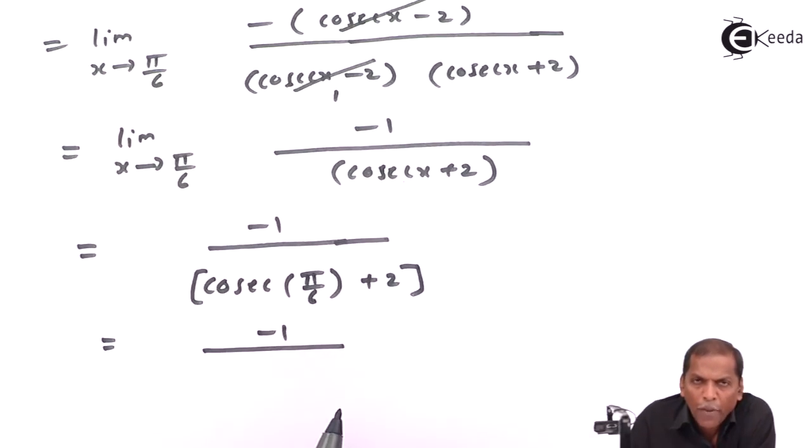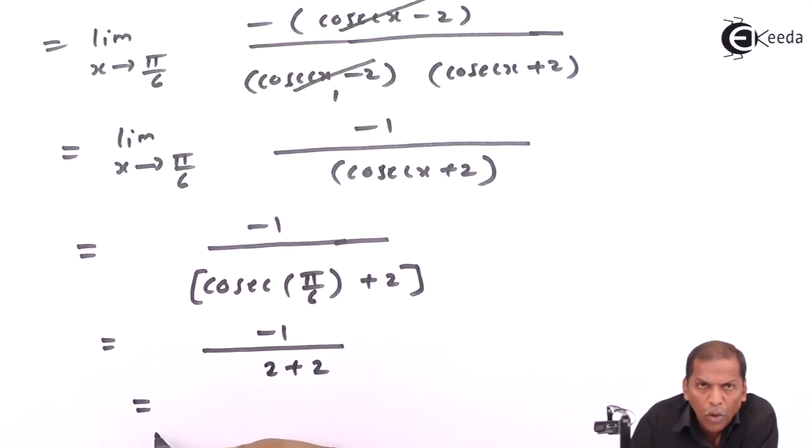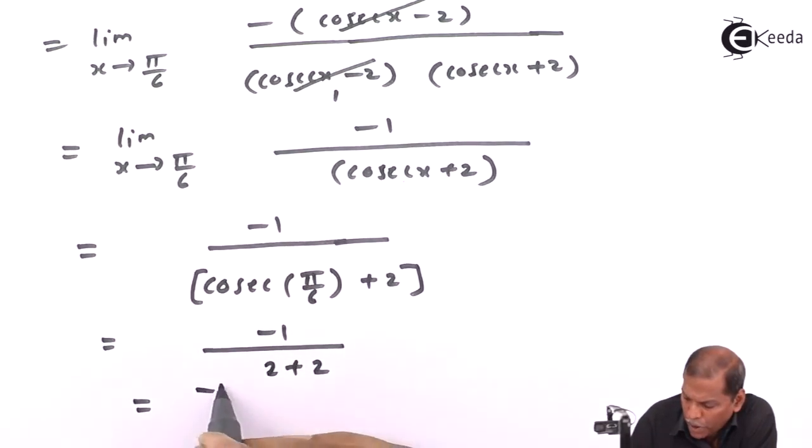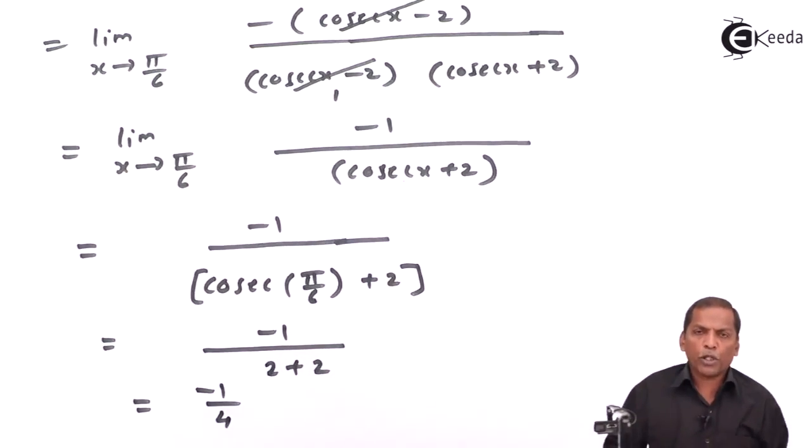Now cosec pi by 6 gives answer 2, and plus 2. So that gives us minus 1 upon 4. So this is the required solution for the given problem. Thank you.